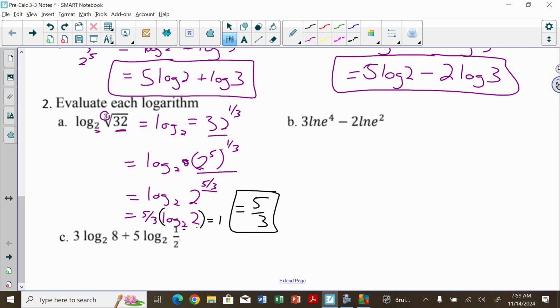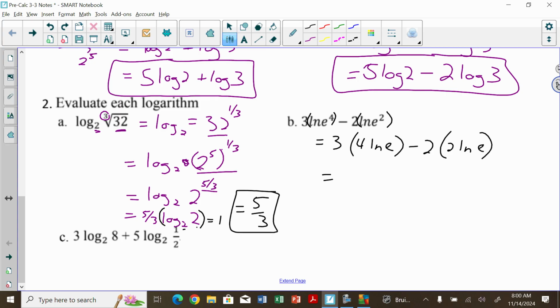Right out of the gate, I'm going to use the power property, but I'm going to do it on this part here and here. So I'm going to start out with 3 times, use the power property, bring that 4 down, natural log of e, minus 2 times 2 natural log of e, because that's a power property from above, move that exponent down in front. Now I can actually do the multiplication.